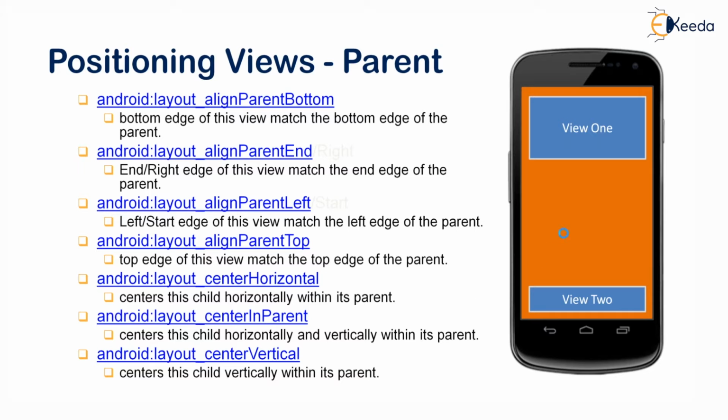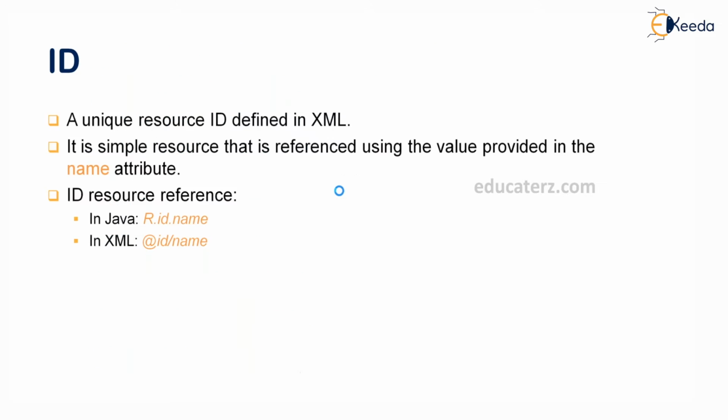Center in parent, layout_centerInParent, is exactly the center of the screen vertically and horizontally. Center horizontal means here it comes horizontally centered. Center vertical means here it comes on the vertically centered part. So this is how we can align or assign the children with respect to the parent relation. Now let us see the sibling relation.